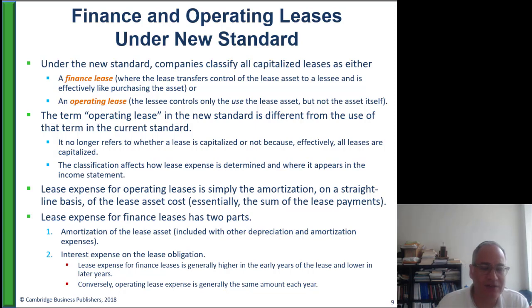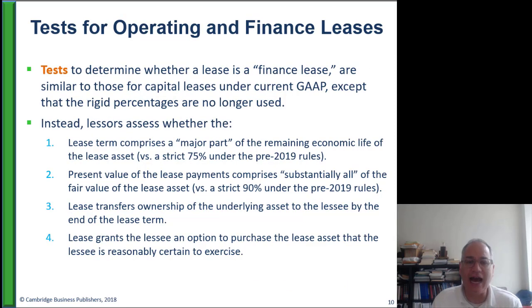So the accounting for these is going to be slightly different. Now, how do you determine if it's operating versus financing under the new rules? And these are, by the way, very similar to the old rules, but they no longer use what we call bright lines. So under the old rules, for example, if the lease term was more than 75% of the life of the asset, then it's a capital lease. If it's less than 75%, then it's an operating lease. The new term is if it comprises a major part of the economic life, then it's financing. If it's not a major part, then it's operating.